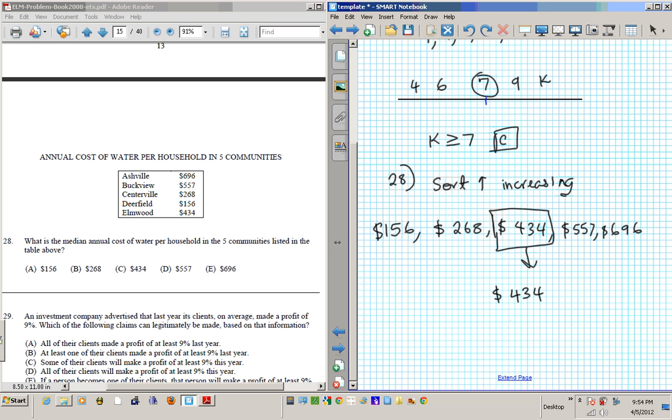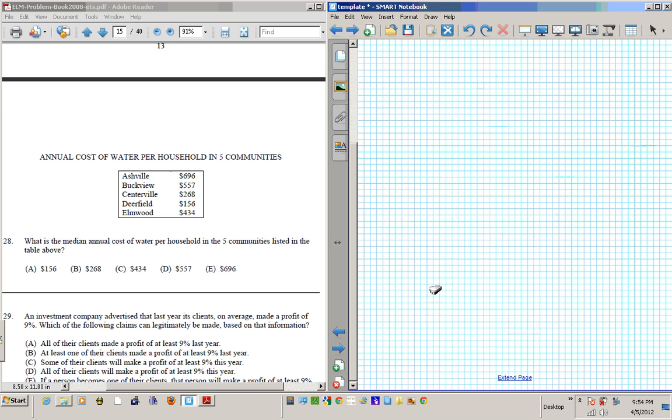So the median is 434. Okay, so don't forget, for median, first thing you do is you sort. After sorting either increasing or decreasing, then you find the middle element, okay? If you have 2 in the middle, you just average it out. If you have 1, that's your median. Okay, so our answer for this one is C. All right, let's move on to question 29.